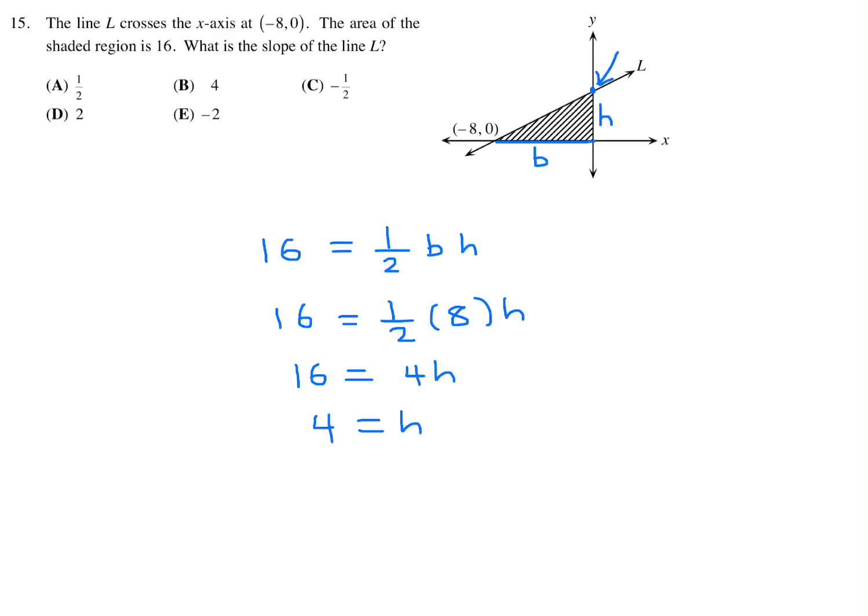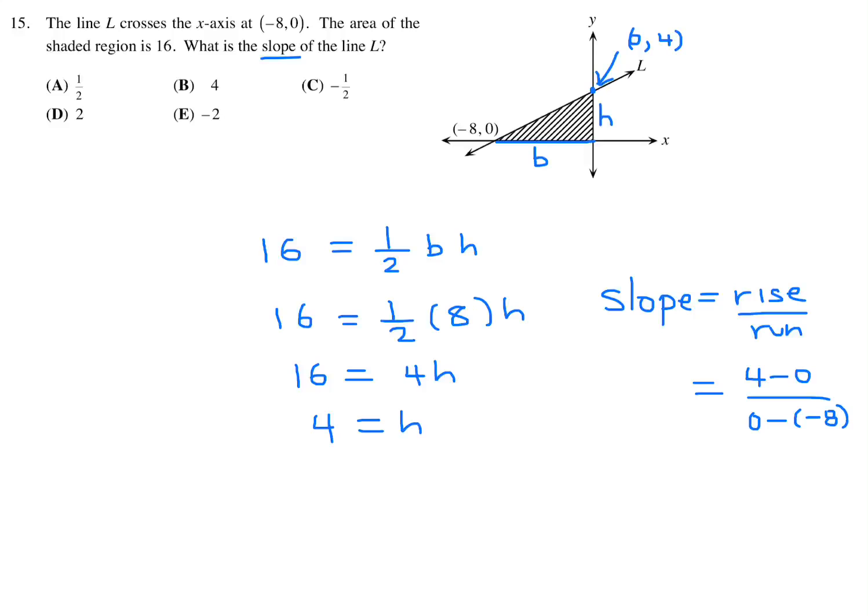is 0, 4, like that. Okay? So now they want the slope of that line. Well, slope is equal to rise over run, as I'm sure you know. And the rise in this case is 4 minus 0. And the run is 0 minus 8, which is 4 over 8, which is 1/2. And therefore, the slope is 1/2, therefore 15 is A.